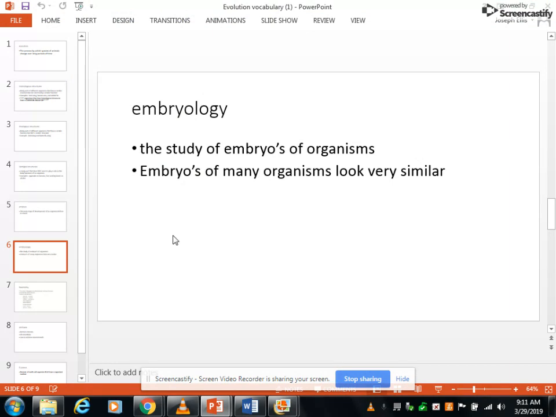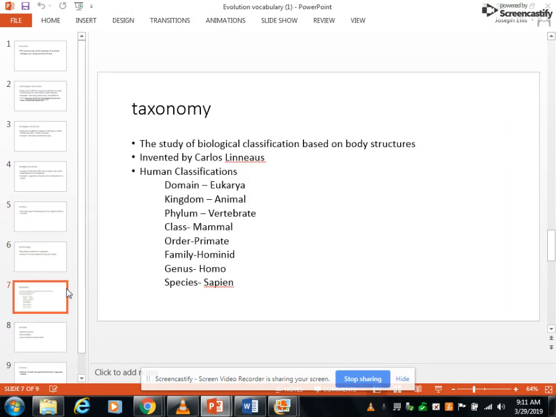Okay. And the next thing, we're talking about taxonomy. Now, it ain't got nothing to do with taxes, doing your taxes, and paying your taxes. But taxonomy is the study of classifying animals and organisms based on their body structures. We're all mammals. You got reptiles, you got birds, you got fish, there's different types of classifications.